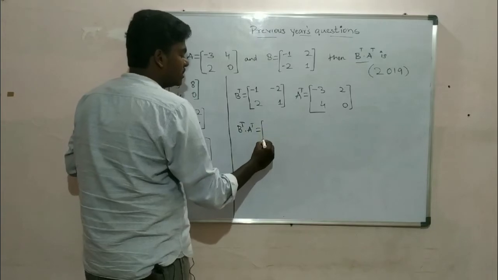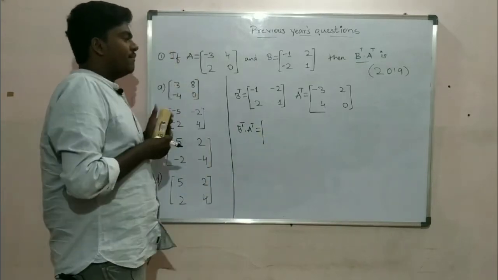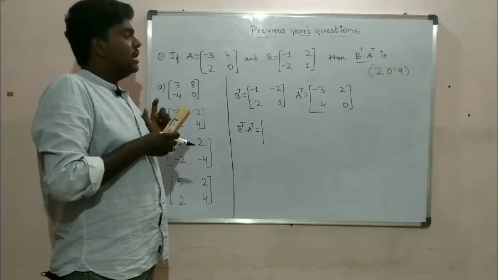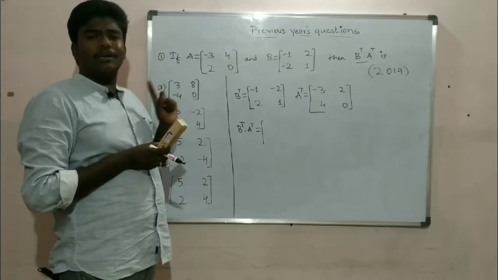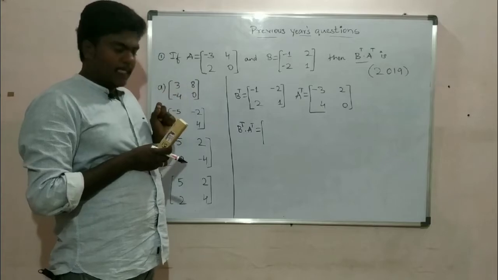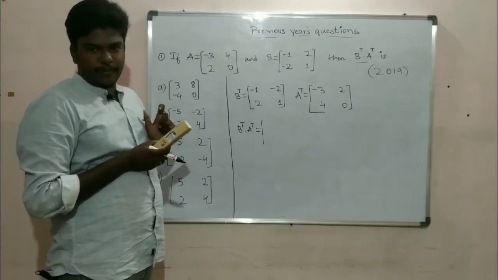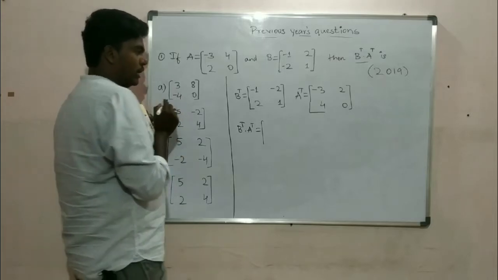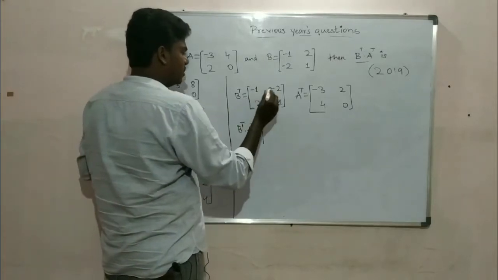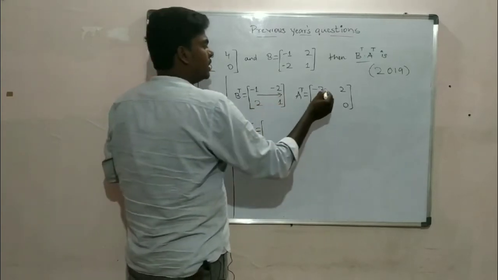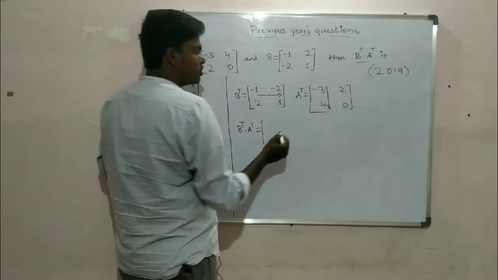What is important is that we have to consume very little time in solving these problems, because we have hardly one minute for one problem in DCET. So as much as possible you have to reduce the steps in solving every problem. For multiplication, as I have already said, take the first row elements and multiply them with the first column elements.